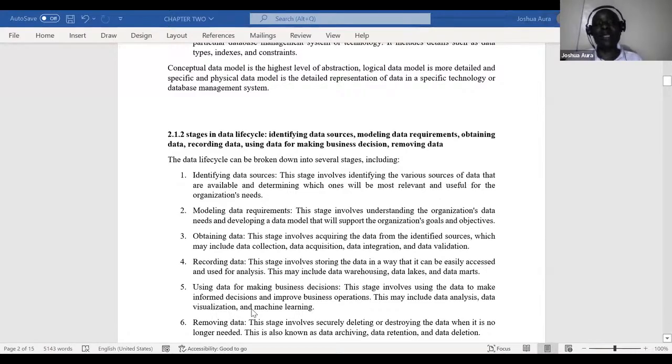So ladies and gentlemen, please tell me, among these 6 steps of the data life cycle, which steps are you able to remember in that order? Are you able to remember them? No, you can't start with modeling.